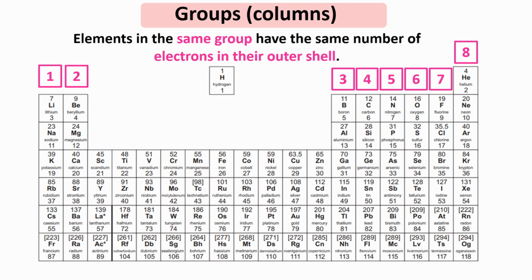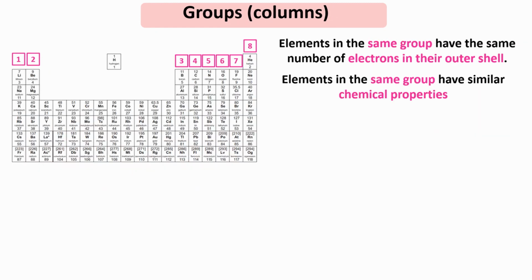A key thing you need to remember about groups is that elements in the same group have the same number of electrons in their outer shell. So for example, the atoms of all the elements in group 1 have 1 electron in their outer shell. The atoms of all the elements in group 2 have 2 electrons in their outer shell. Elements in the same group also have similar chemical properties, and these two are linked. The number of electrons in the outer shell of an atom actually determines how it reacts, and it determines its chemical properties. So therefore, because atoms in the same group have the same number of electrons in their outer shell, they also have the same chemical properties.